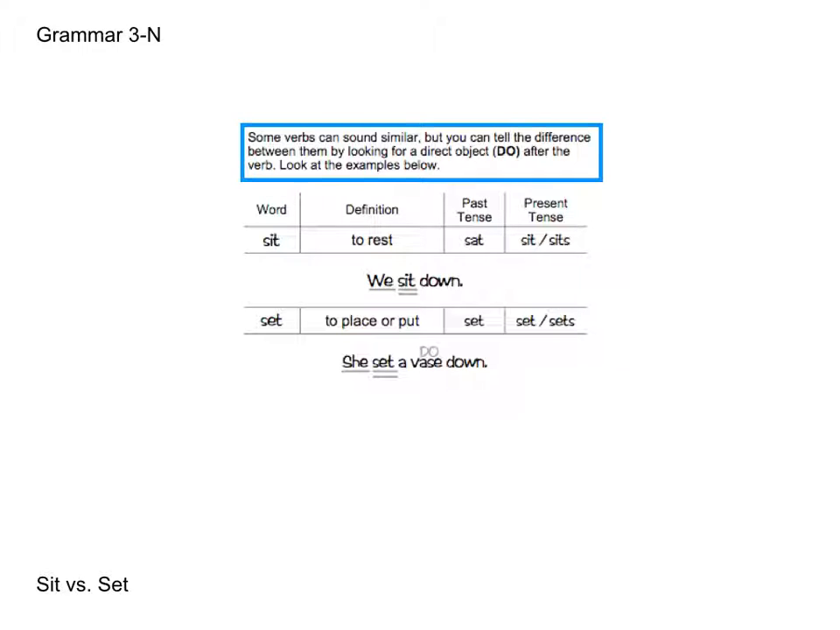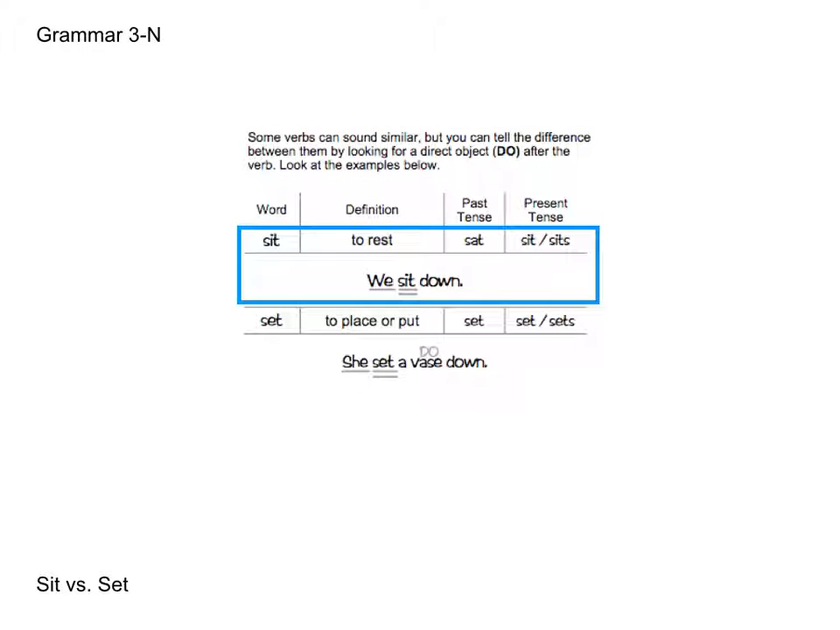So here at the top we have some verbs can sound similar, but you can tell the difference between them by looking for a direct object or DO after the verb. Here we have our word sit, which means to rest. Our example sentence is, we sit down. This means that we are resting. We are going to sit down. Nothing is receiving that action. We are simply doing the action.